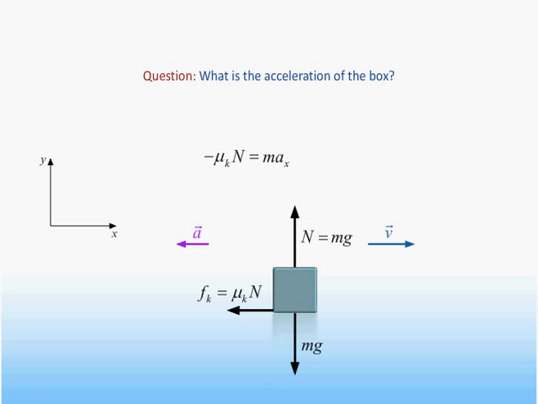Turning now to the x direction, we see that we can determine the acceleration since we know the magnitude of the kinetic friction force. Namely, the acceleration in the x direction is just equal to minus the coefficient of kinetic friction times little g. The minus sign indicates that the direction of the acceleration is to the left. Note that the acceleration does not depend upon the mass of the box. We see that the box slows down with a constant acceleration whose magnitude depends only on the coefficient of kinetic friction.